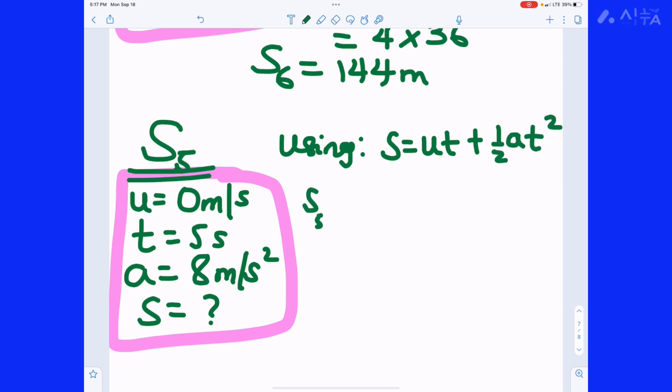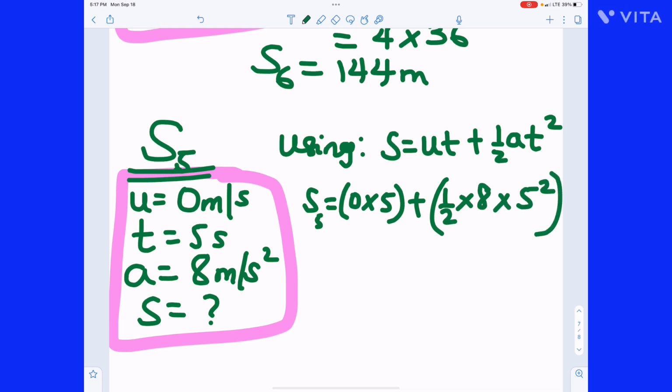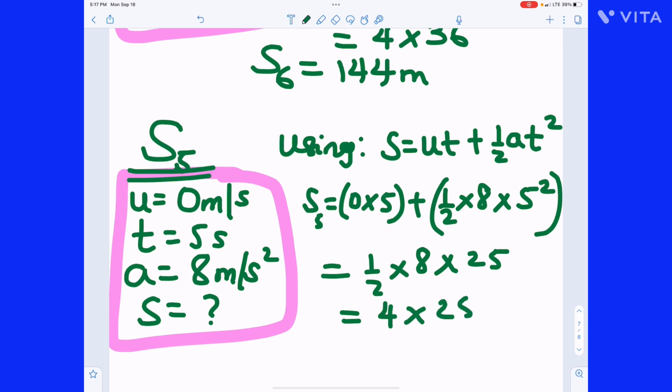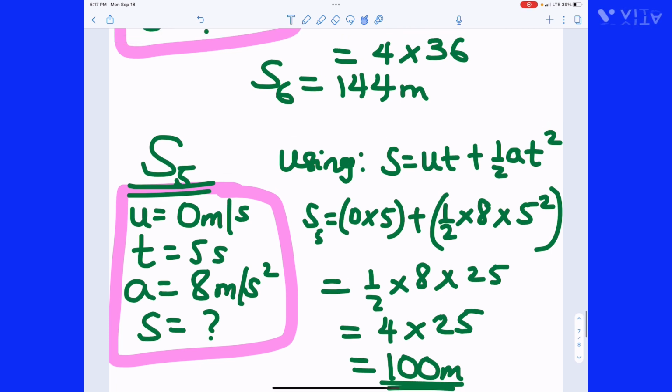So using S is UT plus half AT squared, my distance traveled for the first 5 seconds will be 0 times 5 plus half times 8 times 5 squared. We'll be left with half times 8 times 25, and that's 4 times 25. 4 times 25 is 100 meters. So the distance traveled in the first 5 seconds will be 100 meters.